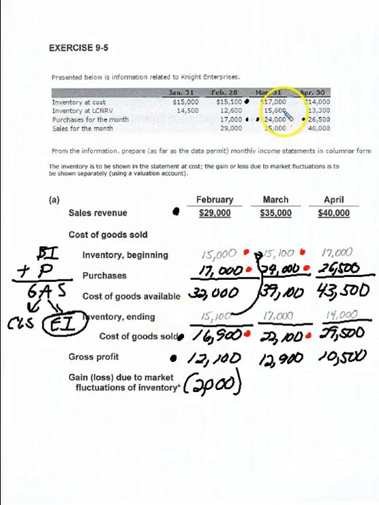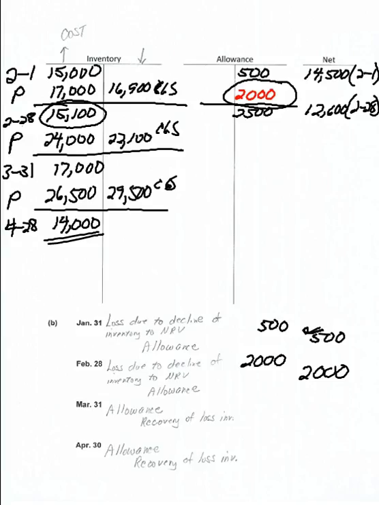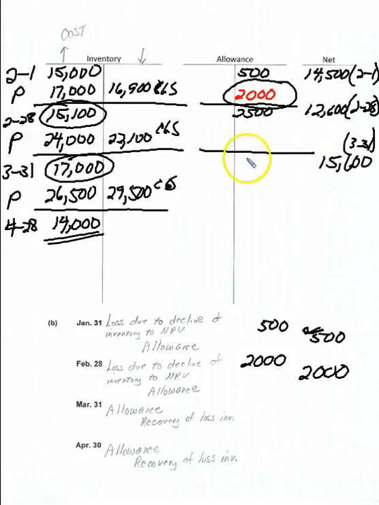Okay, then at the end of March, we have a net realizable value of $15,600. So we can go to the T account. I can see here is cost. We want the net amount to be $15,600 at the end of March. So March 31st, we want a net amount on the balance sheet of $15,600. To get it there, $17,000 minus what gives us $15,600? I need a balance of $1,400 here.